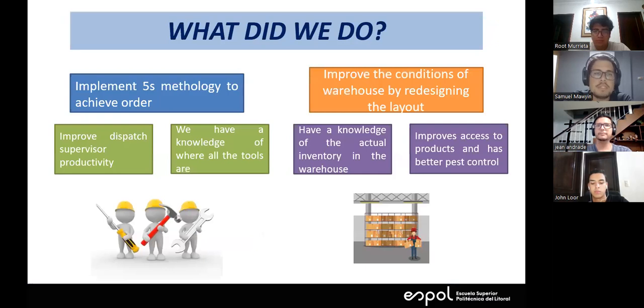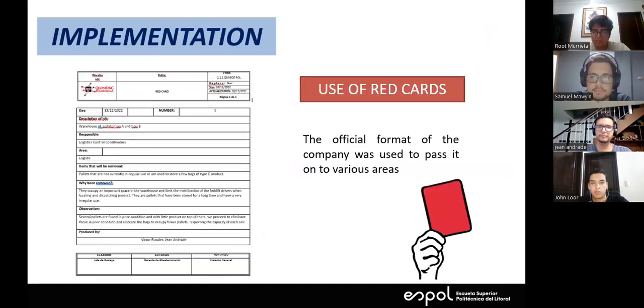So how do we implement these goals? By implementing the 5S methodology to achieve order in the warehouse and improving the condition of the warehouse by redesigning the layout. For the implementation, we use the red card to remove the tools that we don't use much, to improve the condition and order in the warehouse.